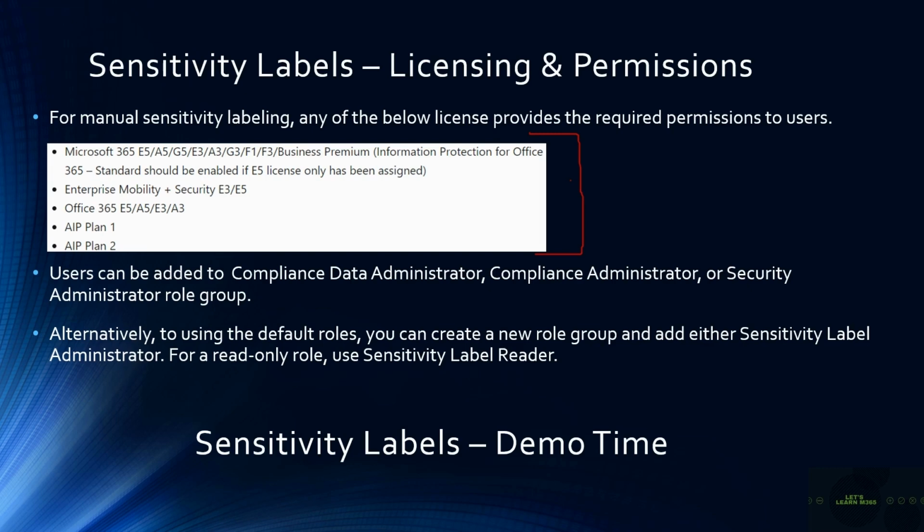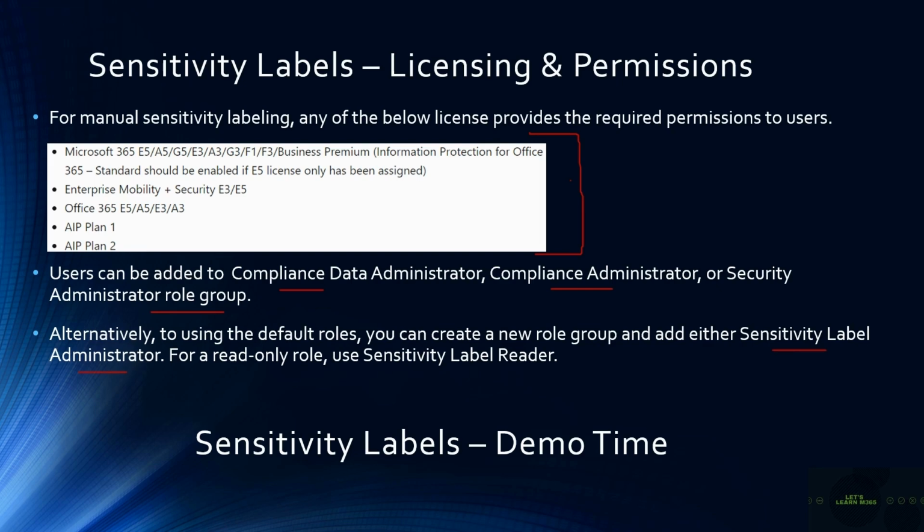Now let me talk about permissions. You can add a user to the existing role groups like Compliance Data Administrator, Compliance Administrator, or Security Administrator role group. However, these role groups provide additional permissions than just managing sensitivity labels. If you wish to restrict a user's ability to just manage sensitivity labels, then you need to create a custom role group and add the role called Sensitivity Label Administrator, let me just mark it.